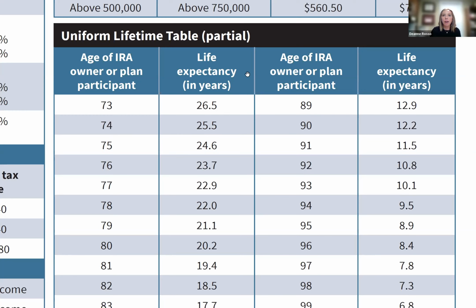And there were also some edits to the life expectancy numbers, which we use to calculate the required distribution. For your information, the way that's done is you take your year-end balance of your IRA, and then you find the age that you'll be in the current year. So you would take your 12/31/2022 balance. If you turn 74, let's say, in 2023, you would use the age 74, and you'd divide that year-end balance by your life expectancy factor, which is 25.5. And that is your required distribution for 2023.